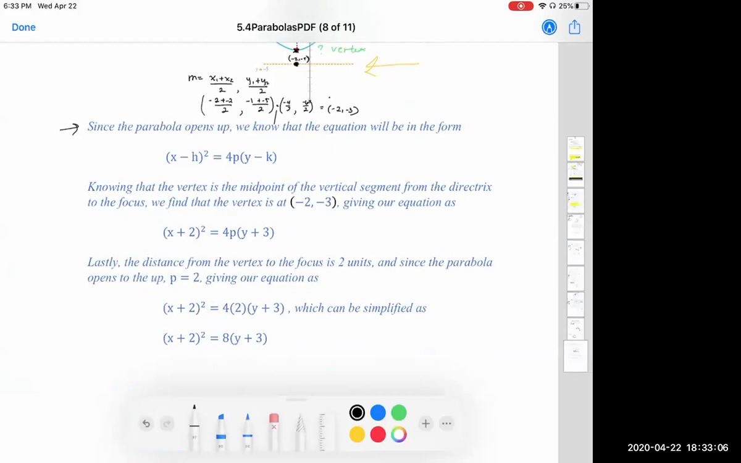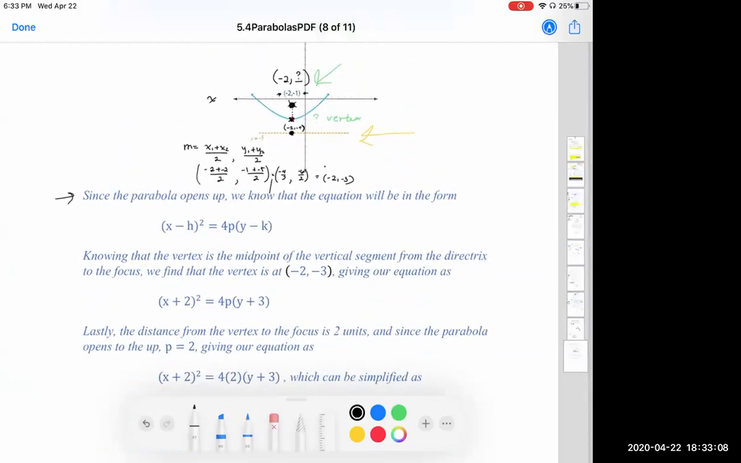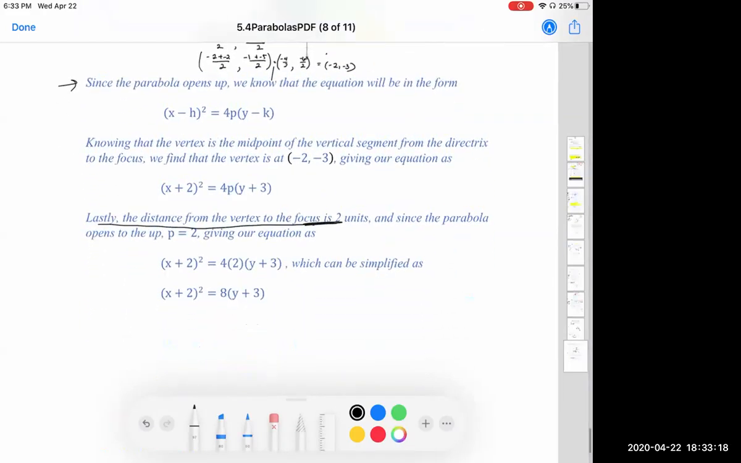Okay, lastly, we're left to find p. And we can see the distance from your vertex to your focus point only gives us 2 units. So we let that be p. You know that p is going to give us 2. So we plug that in for 4p. We multiply 4 times 2, we get 8. So this gives us our equation of our parabola.